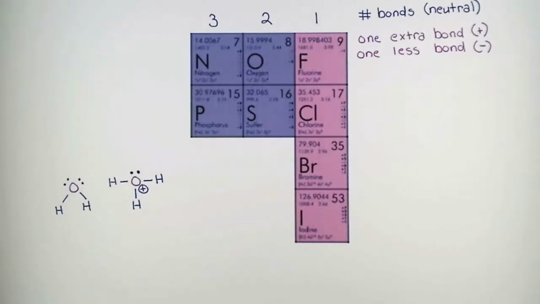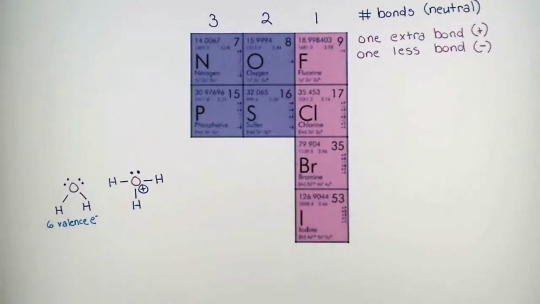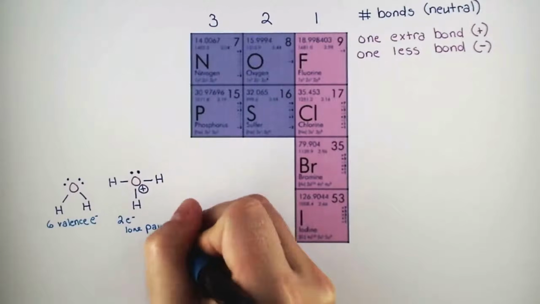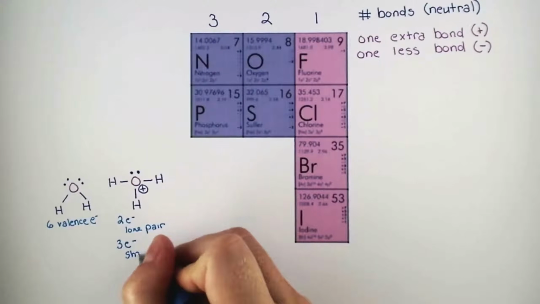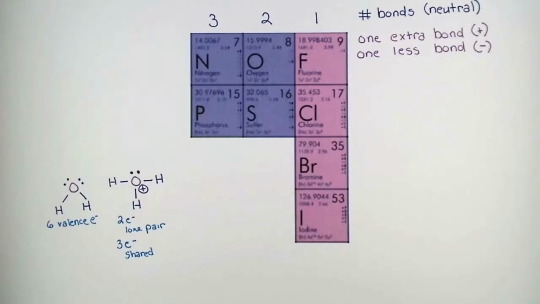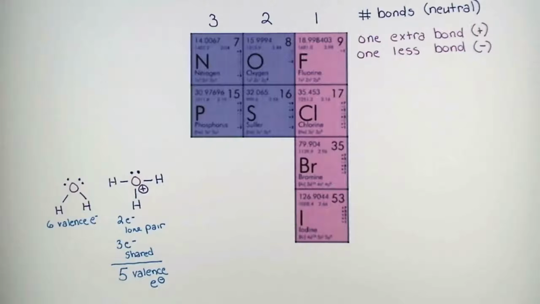Okay, let's count our valence electrons to see how we figure this out. We already said we have 6 valence electrons in water. Now with the hydronium ion, we have 2 electrons coming from lone pairs. We also have 3 electrons coming from the 6 electrons that are shared in bonds. Remember, oxygen owns half of the electrons in the bond. If we add this up, we see that oxygen has 5 valence electrons total. Well, this is 1 less negative charge than the 6 valence electrons it likes to have when neutral. So if we have 1 less negative, 1 less electron, oxygen has a formal positive charge.